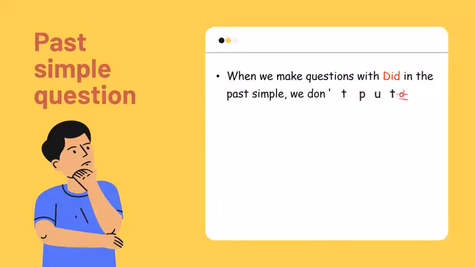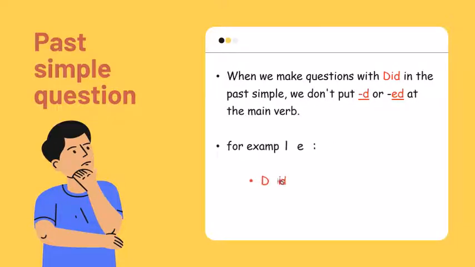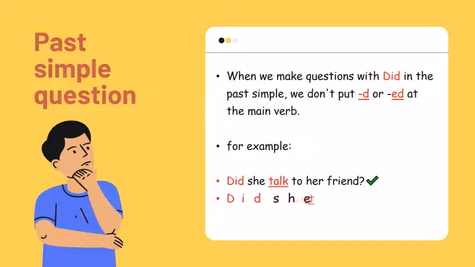When we use the word did in the question, we don't have to put the D or the ED at the end of the verbs. For example, look at the example here. Did she talk to her friends or did she talked to her friends?